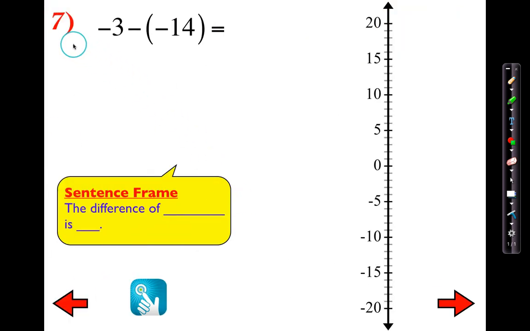Okay, what about number 7? Go ahead, again, pause the video and try number 7 by yourself. So number 7 is a little bit different because it's a vertical number line versus a horizontal number line, but it's okay. We can handle either one.